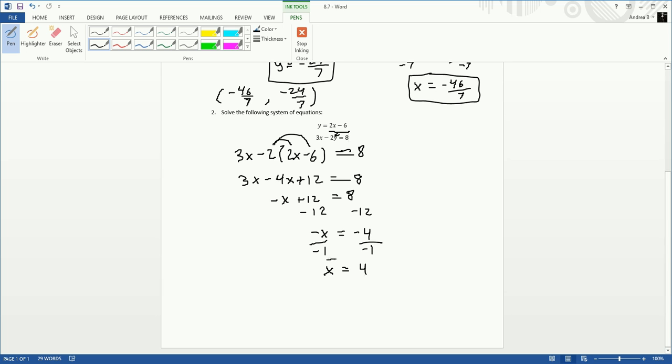Once again, do not stop once you get one of those variables. You want to go through, plug that back in to get your other one. So here in this case, we would have our y equals 2 times the 4 minus 6. And I chose that first equation to substitute this back into because the second one is what we use to get the x value.